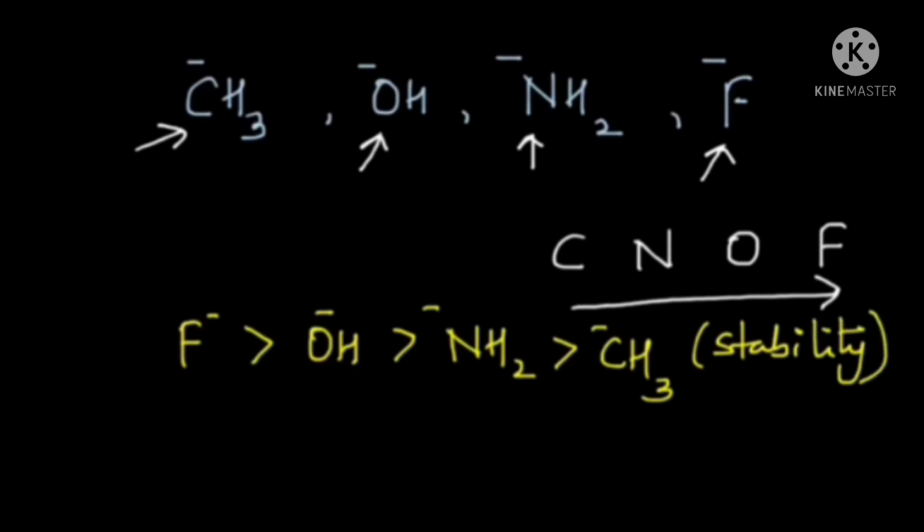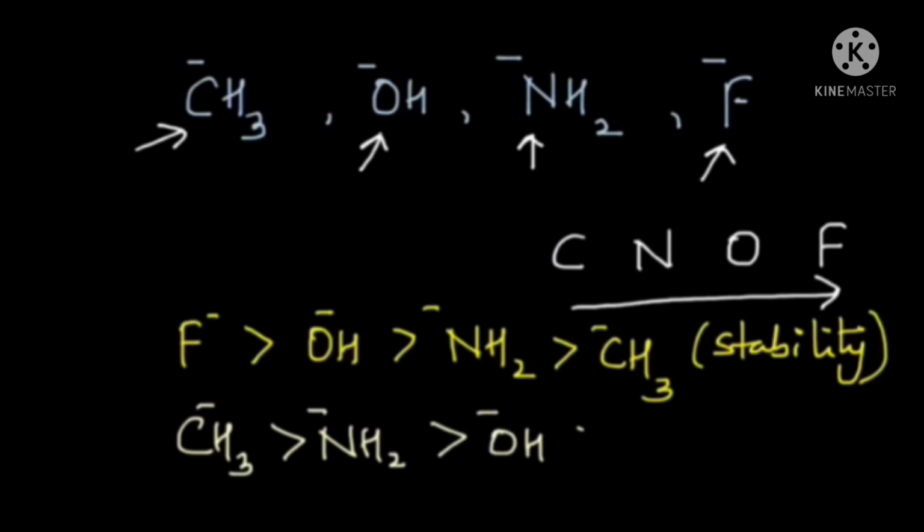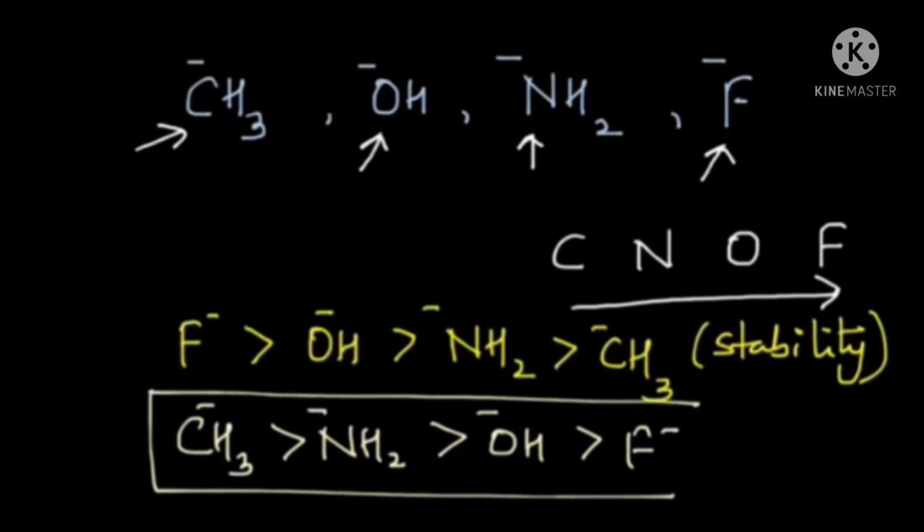So what will be the order of basicity? Now a stable species is less reactive. Therefore, the order of basicity will be opposite to this order. That is, CH3 minus is more basic than NH2 minus, which is more basic than OH minus, which is more basic than F minus. This is the answer.